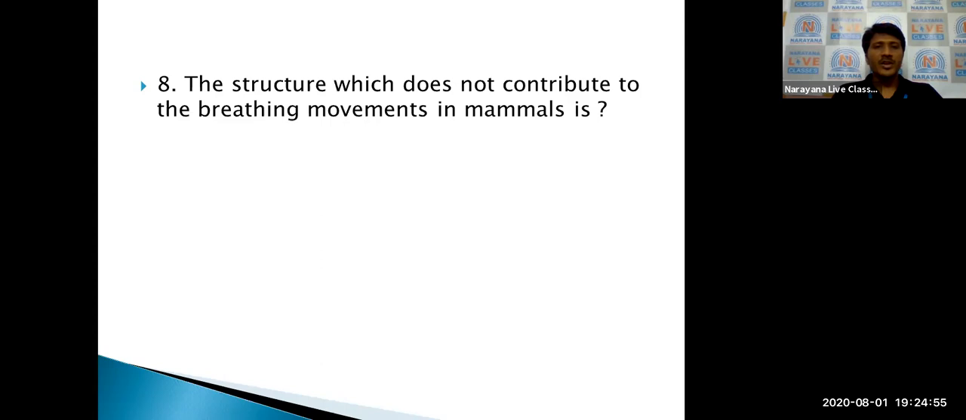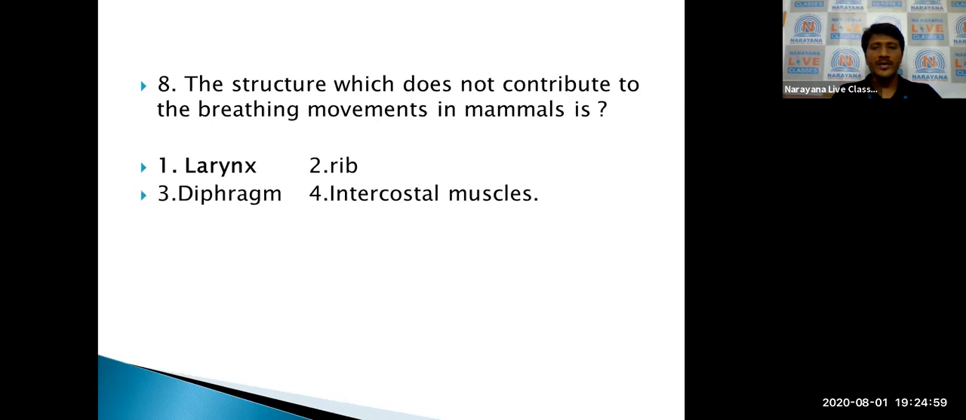Which structure does not contribute to breathing movements in mammals? That is the larynx. It does not contribute to any breathing movements. The nasopharynx opens into the trachea through the larynx.